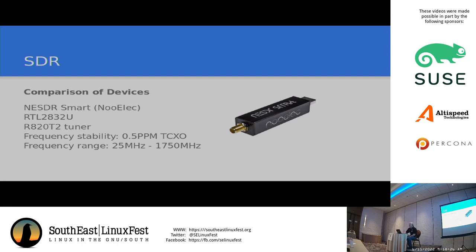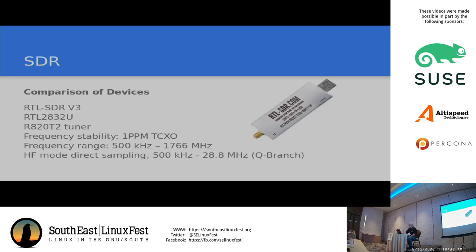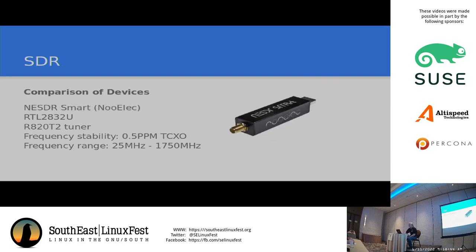Anyway, but that's another one. The form factor is the big difference. I'll jump back to the other. When you're fitting these, especially on a Raspberry Pi, they take up all the space on the USB ports. They're kind of clunky and get in the way, whereas the NESDR is much more compact and a little easier to fit more than one.